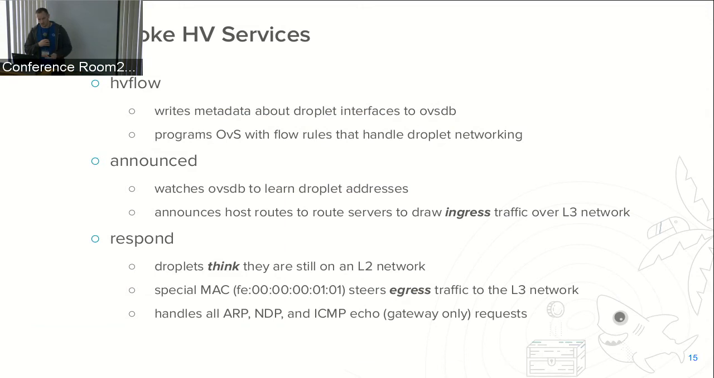So then announce-D takes those addresses and announces them all the way up to Plinko and then up to the cores. Then we have Respond, which acts as a proxy to respond to ICMP, ARP, and NDP requests of the droplets so that the droplets still think that they're on the layer 2 networks.